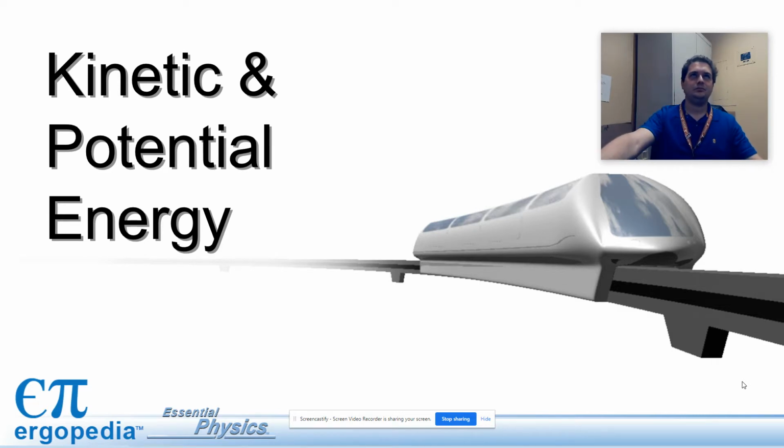So, first, kinetic and potential energy. This one's going to be relatively quick. These are concepts that you've learned about previously. You should have learned in middle school the concept of conservation of energy, that the overall amount of energy always stays the same. So if you add up kinetic and potential at the beginning, it should be kinetic and potential at the end.